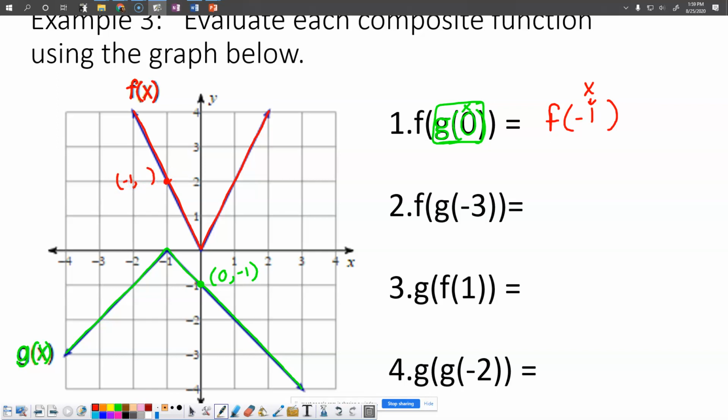And the y value that goes with that is our answer, which is 2. So f of -1 is 2. All right, let's do another one here.